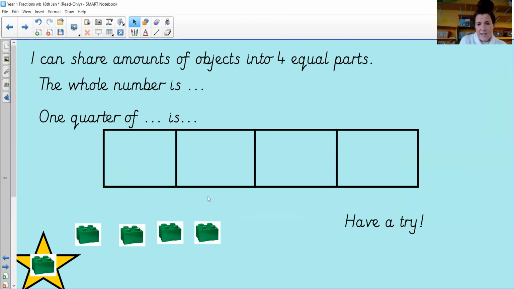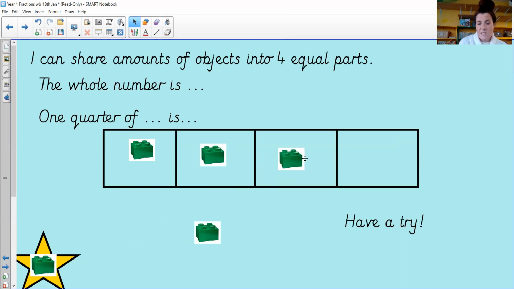I've got how many Lego bricks? What's my whole number? Let's count. 1, 2, 3, 4. So my whole number is 4. Can you say it? The whole number is 4. Well done. Okay. Now we're going to find out what 1/4 of 4 is. And this is how we're going to do it. I'm going to share this whole number of Lego bricks equally into my rectangle here that's been split up into 4 equal parts. So here we go.